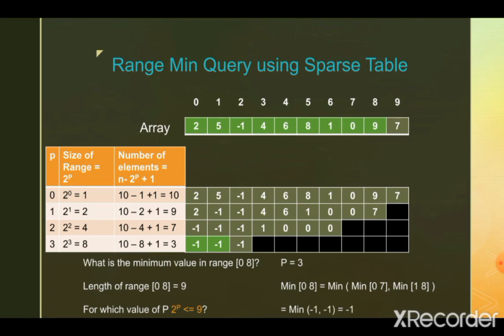And their minimum values are highlighted in the final row of the sparse table, which are -1 and -1. And minimum among these two values becomes the answer for minimum of the entire range from 0 to 8, which is equal to -1. So in this way we process the range minimum queries for ranges whose length is not equal to power of 2.